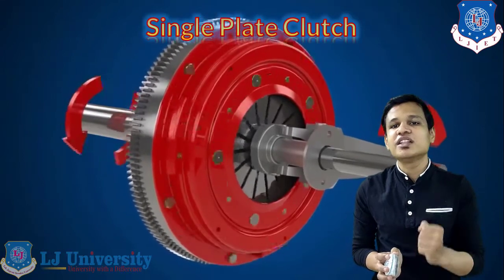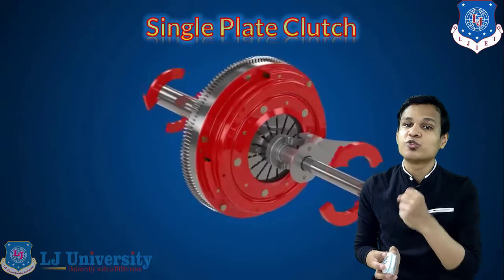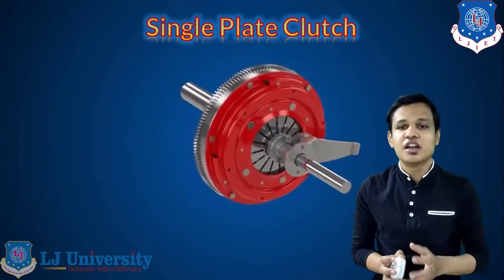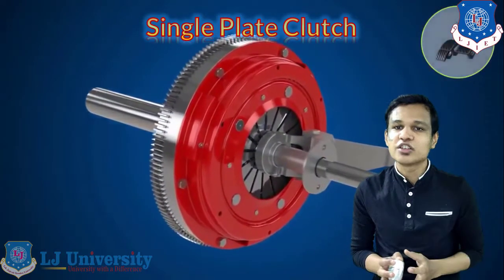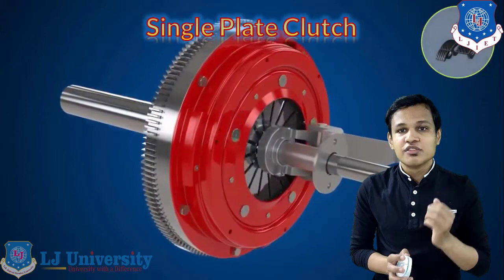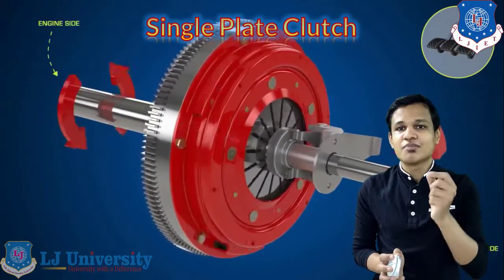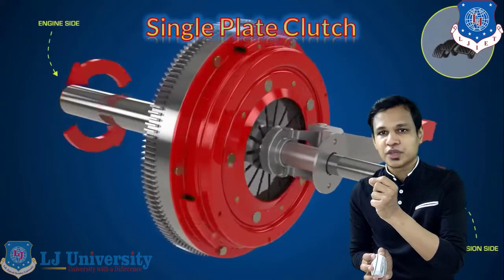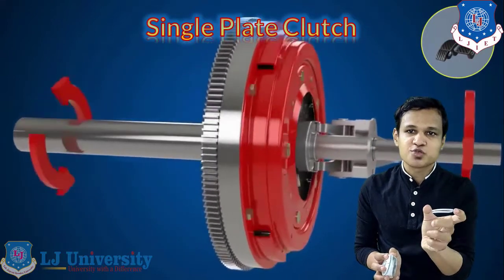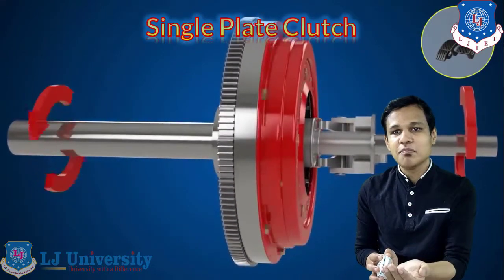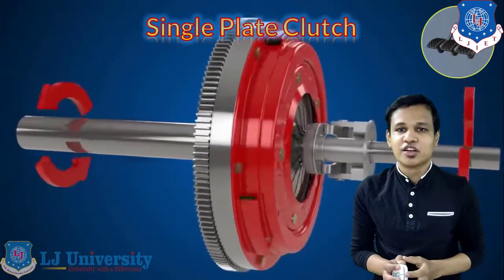So this is how simply the single plate clutch works, and this type of clutch is widely used in four-wheelers. But as I said in the earlier video as well, to get a smaller size of the clutch, in the case of two-wheelers we use a multi-plate clutch in place of the single plate clutch, because in that the number of clutch plates will be more. The diameter of the clutch plate will reduce because the number of clutch plates is more. So to get the same power as the single plate clutch, we will require a lesser diameter of the clutch.